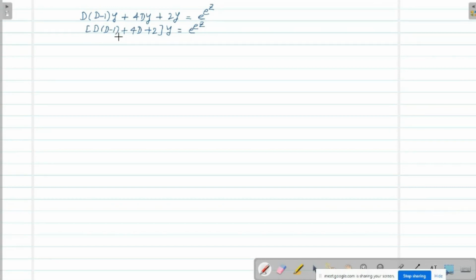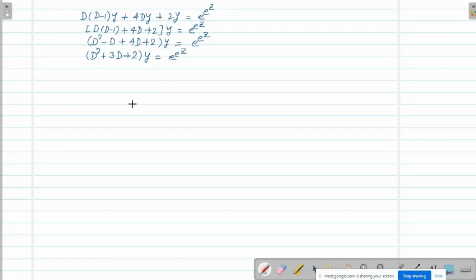Now just simplify this. Multiplying, this becomes D square minus D plus 4D plus 2, and y equal to e raised to z. Again simplifying, this is D square plus 4D minus D, that is 3D, plus 2, into y equal to e raised to z.